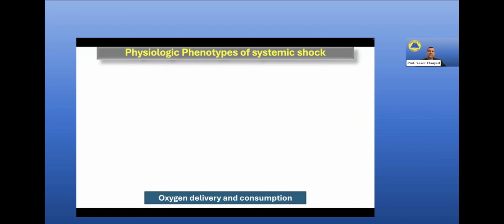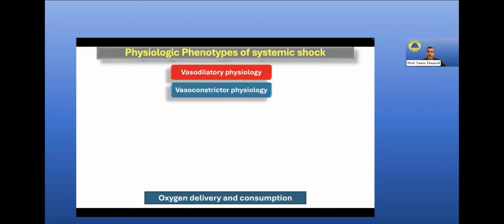So now we'll move to the physiologic phenotypes of systemic shock. Shock, by definition, is decompensation, because you may have compensated systemic circulation instability and you don't have to do anything. The body can compensate with certain mechanisms like tachycardia or vasoconstriction, and the blood pressure and cardiac output may still be within normal, so you don't have to do anything. So we're talking about decompensated physiologic phenotypes of systemic shock. It can be vasodilatory physiology, vasoconstrictor physiology.